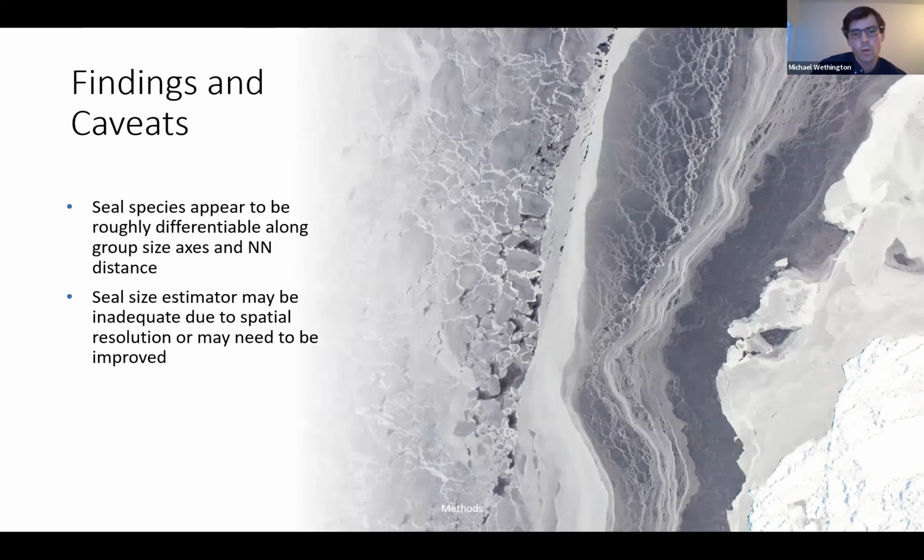So the key takeaway here is that there are caveats to the study, and it's still in its preliminary stage, but it looks at least like, in this case, seal species appear to be roughly differentiable along group size axes and nearest neighbor distances, etc.